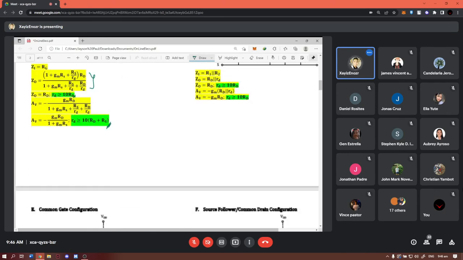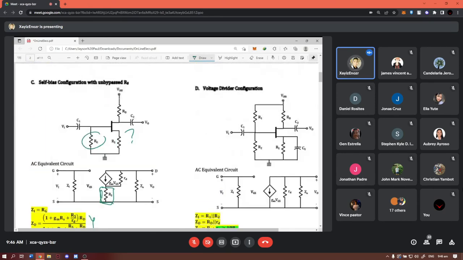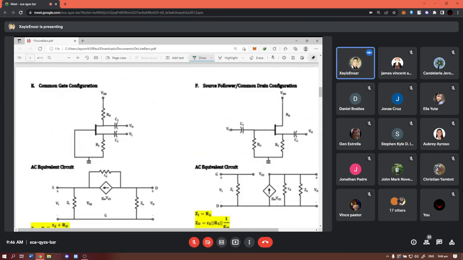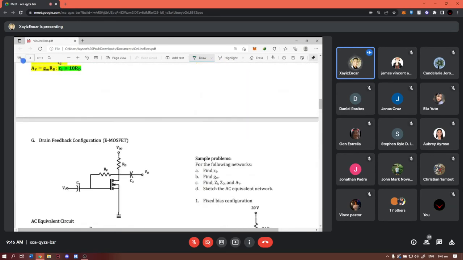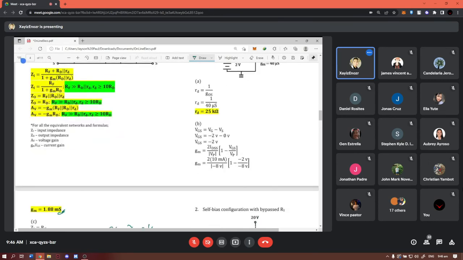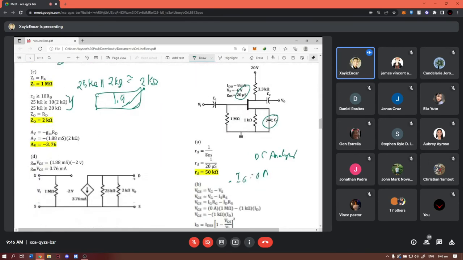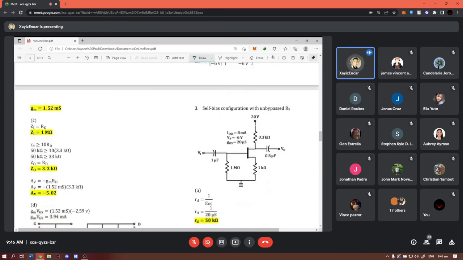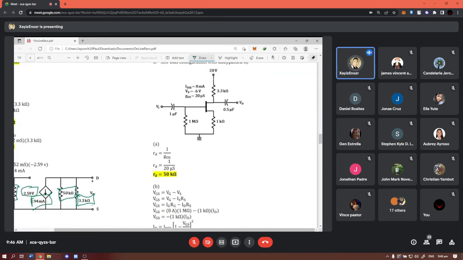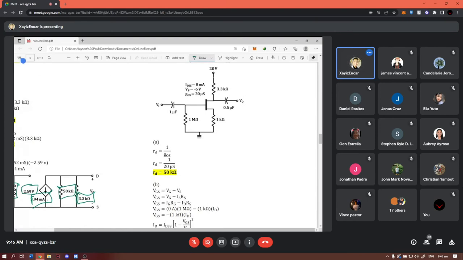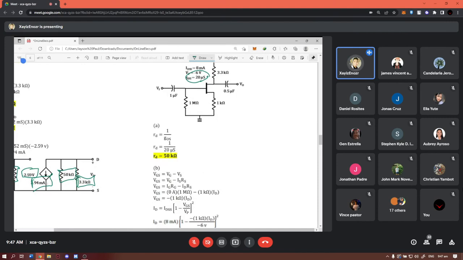Okay, so tingnan natin, example ng common source na self-bias with unbypass source resistance. Self-bias and unbypass RS. So, unang step, so find yung ating drain dynamic resistance, so 1 over GOS, so given si GOS which is 20 microsiemens, okay, that is 1 over 20 microsiemens. So we have RD is 50 k ohms.